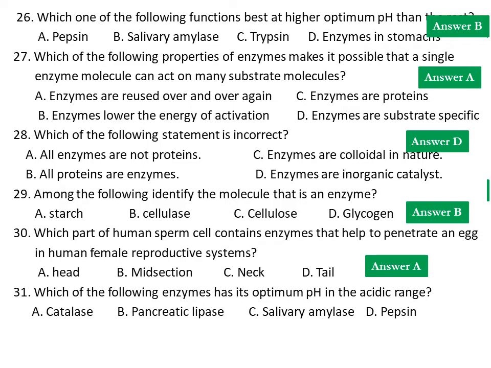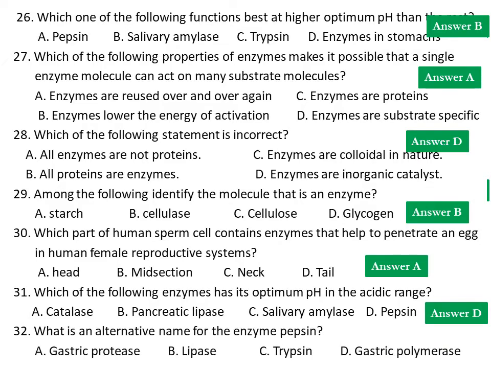Question number 31. Which of the following enzymes has its optimum pH in the acidic range? A. Catalase. B. Pancreatic lipase. C. Salivary amylase. D. Pepsin. So the answer should be D. Pepsin. It is more acidic than the others.